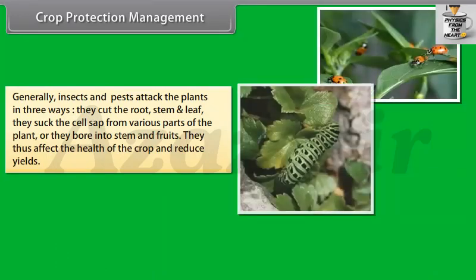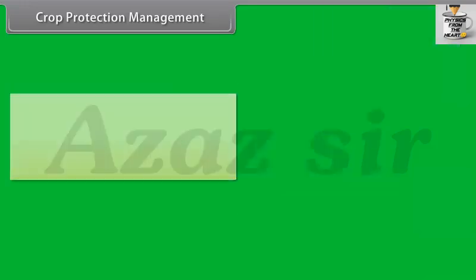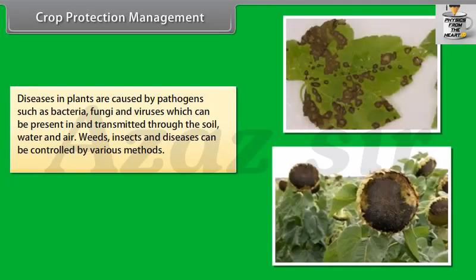Generally, insects and pests attack the plants in 3 ways. They cut the root, stem, and leaf. They suck the cell sap from various parts of the plant, or they bore into stem and fruit. They thus affect the health of the crop and reduce yields. Diseases in plants are caused by pathogens such as bacteria, fungi, and viruses which can be present in and transmitted through the soil, water, and air.